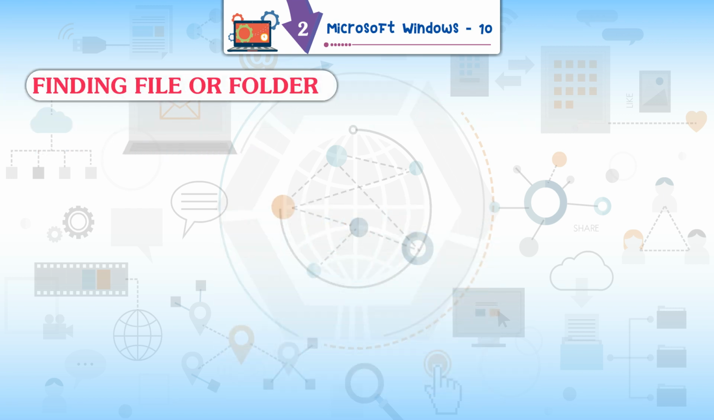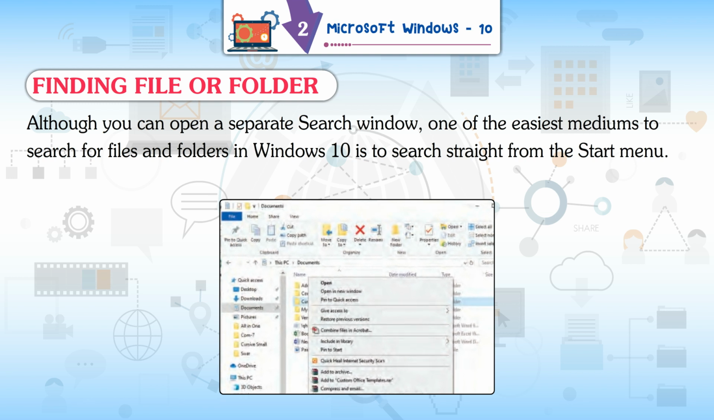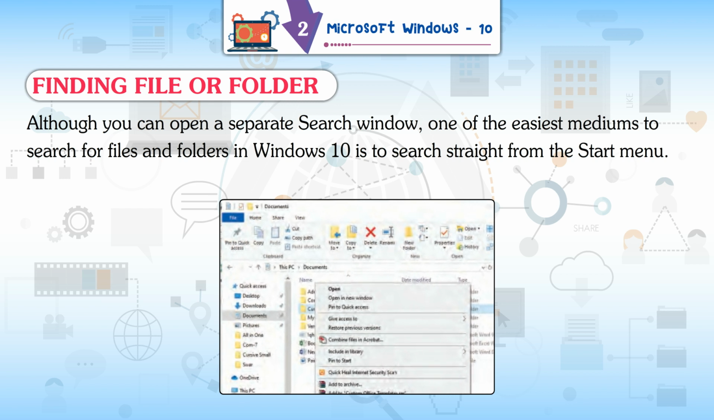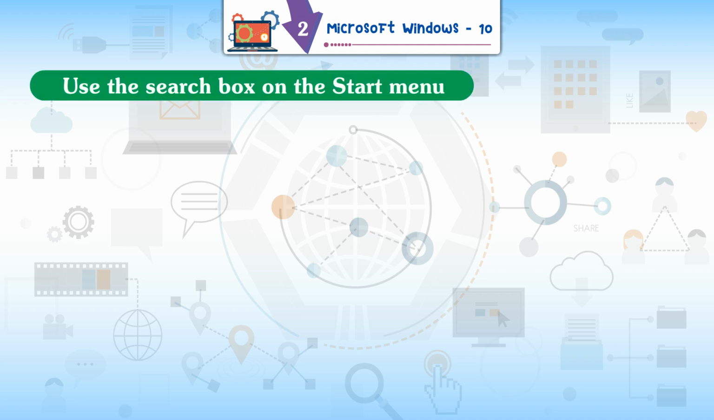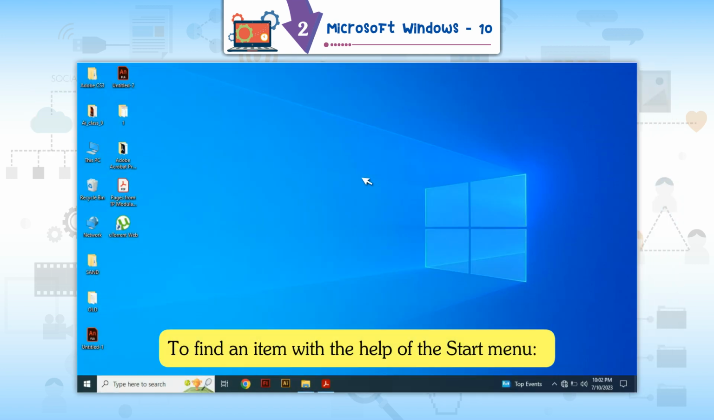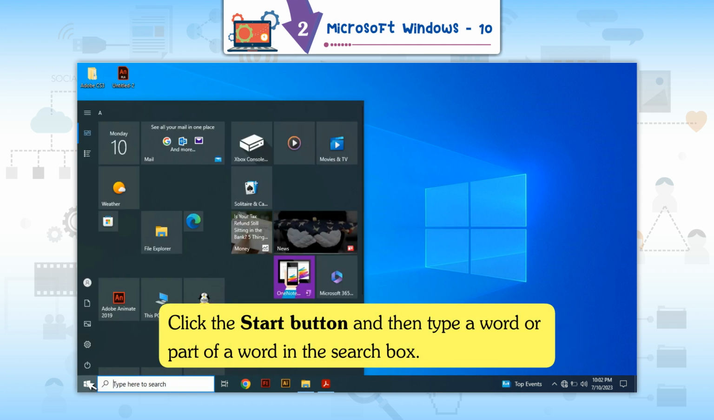Finding a file or folder. Although you can open a separate search window, one of the easiest ways to search for files and folders in Windows 10 is to search straight from the Start menu. Use the search box on the Start menu. You can use the search box on the Start menu to find files, folders, programs, and email messages stored in your computer. To find an item with the help of the Start menu, click the Start button and then type a word or part of a word in the search box.